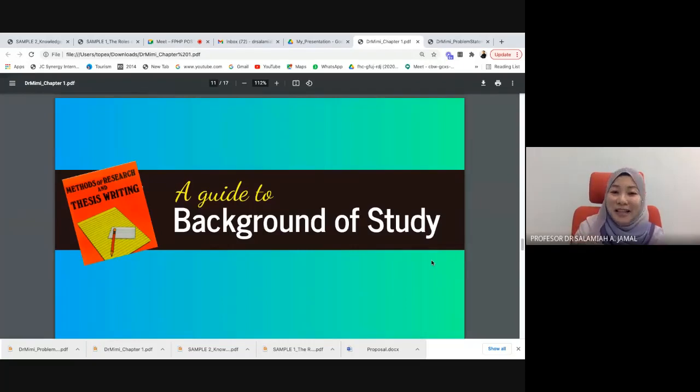If you want to extend, for example, before background of study you want to have an introduction to chapter 1, maybe you can put a different name so you don't confuse yourself or anyone. Maybe something like preamble. In that section you just explain how the chapter goes. Some people put it as chapter outline. After that preamble, you can have a background of study.